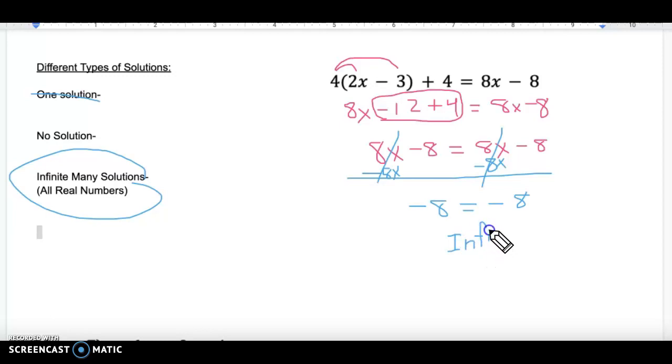Again, if we misspell this on Schoology, it will mark it wrong. So that's why instead of writing infinite many solutions, we can just write IS. And again, I state that in the instructions on the assignment, so hopefully you won't mess that up, okay?